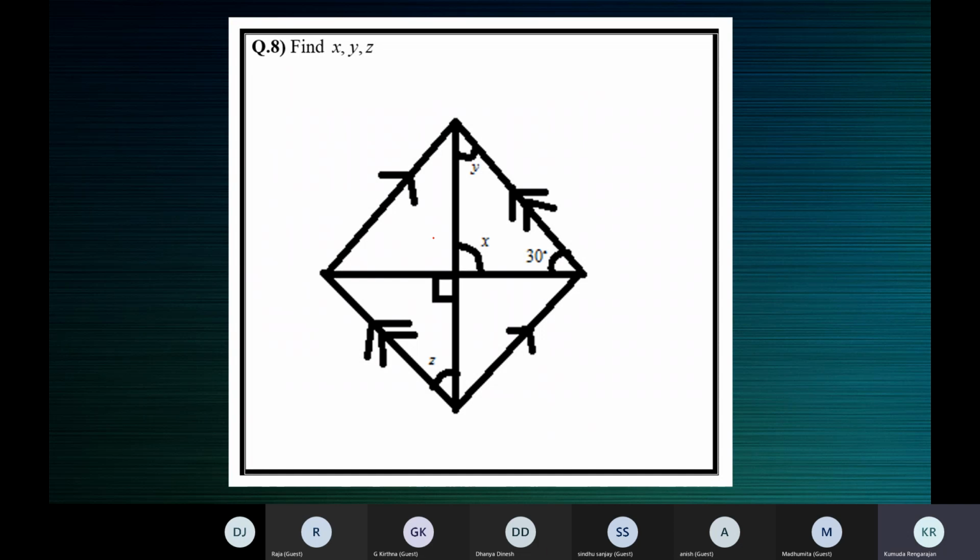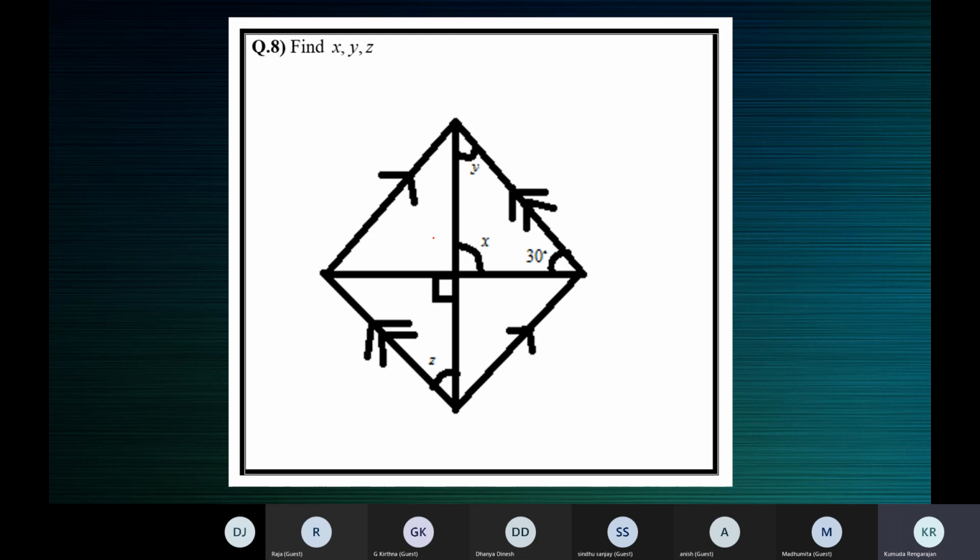Give a special name to this figure. Ma'am, it's a parallelogram. Why? The sides are marked parallel, ma'am. Opposite sides are marked parallel. So it's a parallelogram. If I say I don't agree with you, please think again. It is a parallelogram.